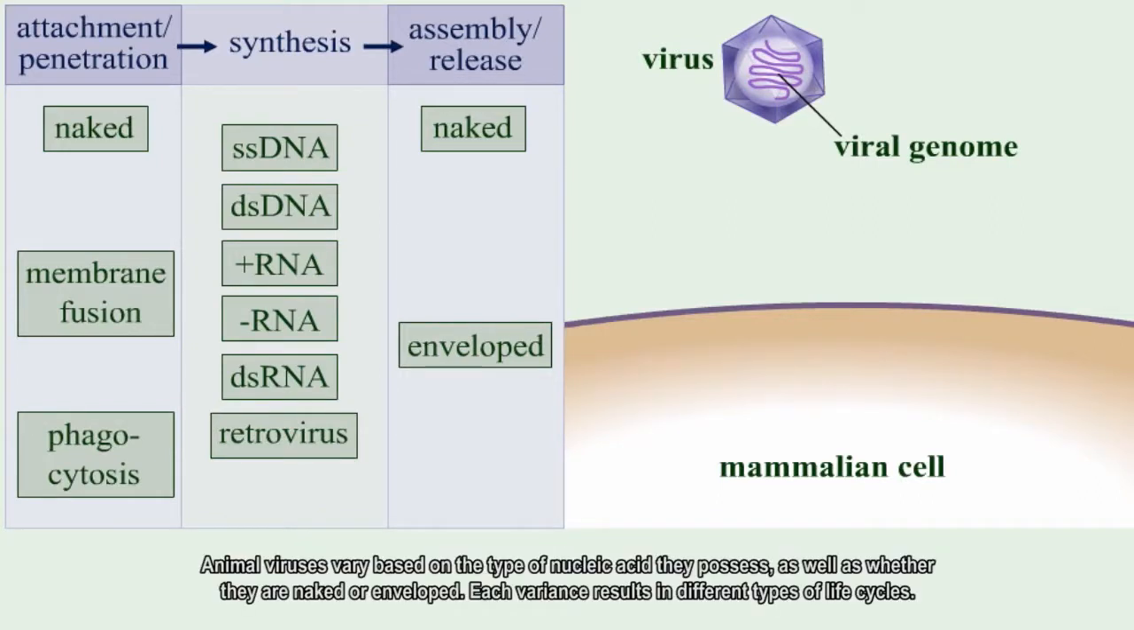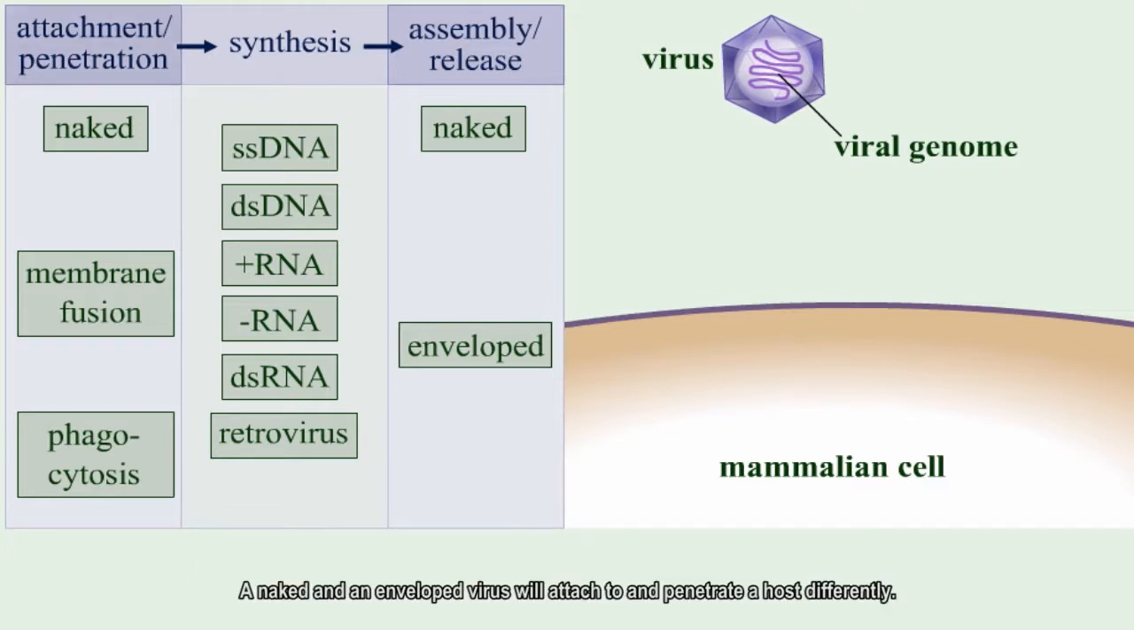Animal viruses vary based on the type of nucleic acid they possess, as well as whether they are naked or enveloped. Each variant results in different types of life cycles. A naked and an enveloped virus will attach to and penetrate a host differently.